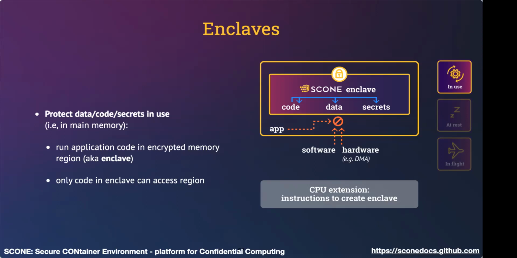And the idea is that only the code in the enclave can actually access the data, code, and secrets that are in that encrypted memory region. And every application on the outside cannot see that data at all, or that memory region, or if it did see it, it would only see encrypted memory. So that means if you have hardware access, like seeing all the memory traffic to the DRAM, you would only see encrypted data.